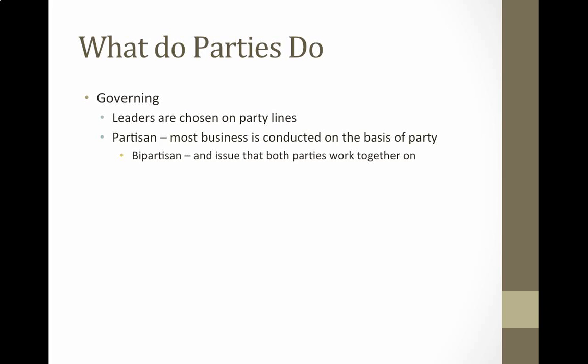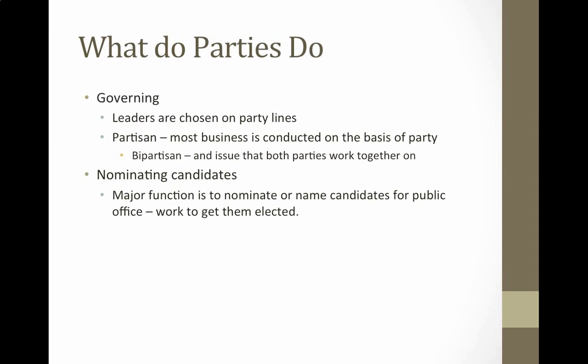So basically, what parties do is, one, they govern. When we start looking at Congress and the way it's set up, everything in Congress is set up on party lines. And most of the business they conduct is done in a partisan way. Most of the people who are in the Republican Party strongly support the issues that the Republicans do, and they very rarely vote against that political party, and the same with the Democrats. They are very loyal to that party, so they are very partisan. Sometimes you'll see them work together on a particular issue, and they'll actually use the term bipartisan, that this is a bipartisan piece of legislation, which means people from both parties are going to support it.